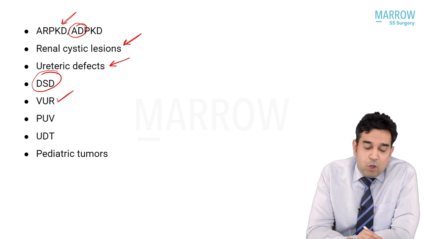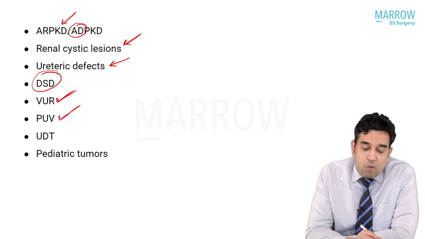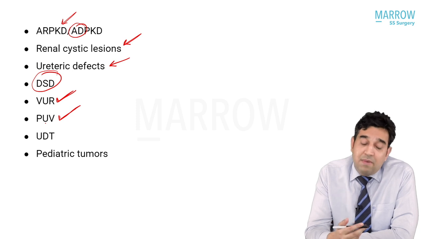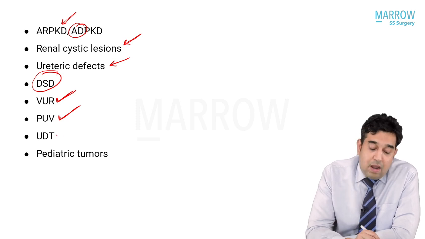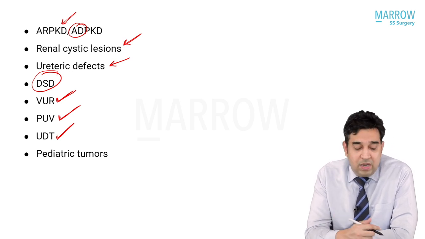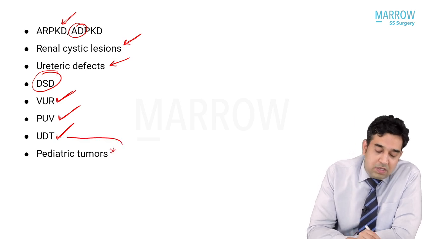We should know about VUR, the grading of VUR, the management of VUR. We should know about posterior urethral valves, the bladder in the posterior urethral valve, which is called the valve bladder syndrome. That's very important. Undescended testes, the management principles, the timings, again the hormones, how they interplay to lead to UDT, they are all important. And lastly, we have pediatric tumors, which is again a malignancy.